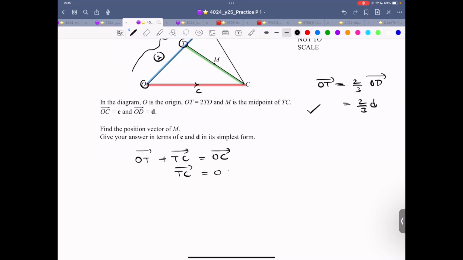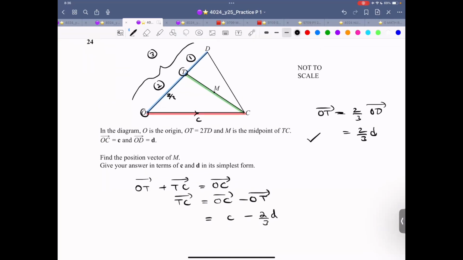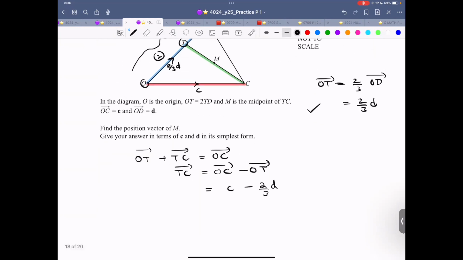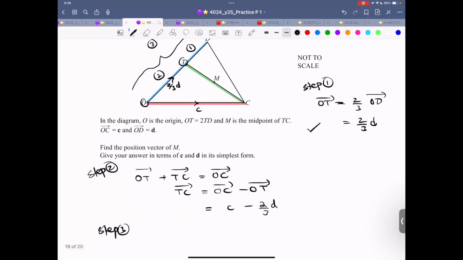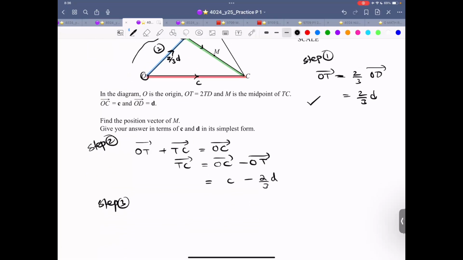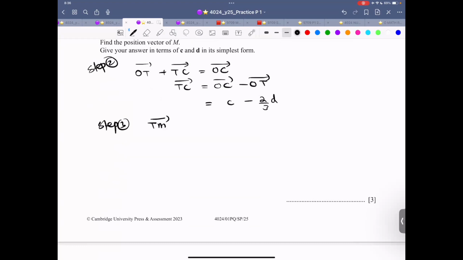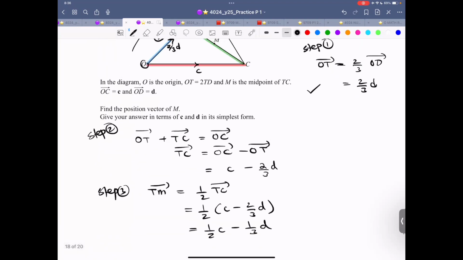Therefore, TC is OC minus OT. OC is C. OT is 2/3 D. So this small one is 2/3 D from here to here. Therefore, TC is found. This is step 1, this is step 2, step 3. I need TM, T till M. So now TM is half of TC. That is half of C minus 2/3 D. That is half C minus 1/3 D. That is the third step.